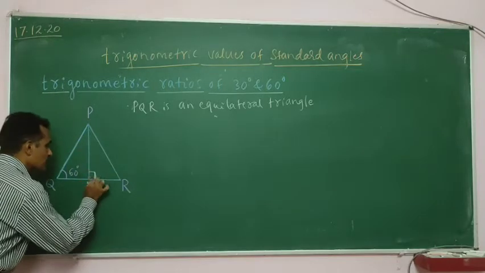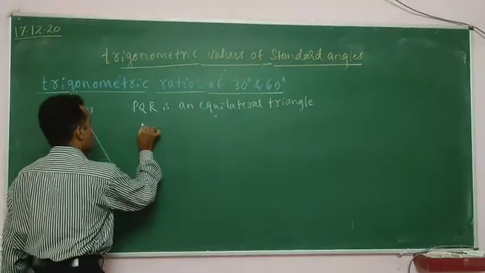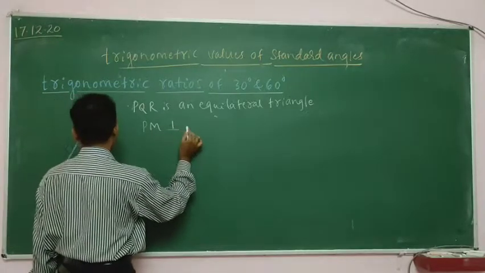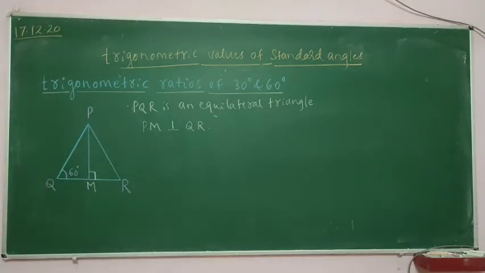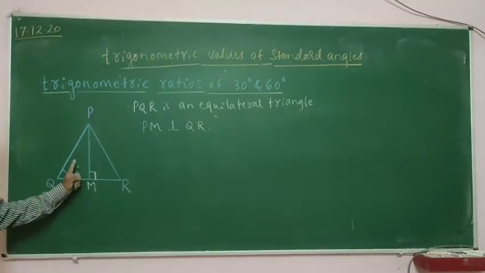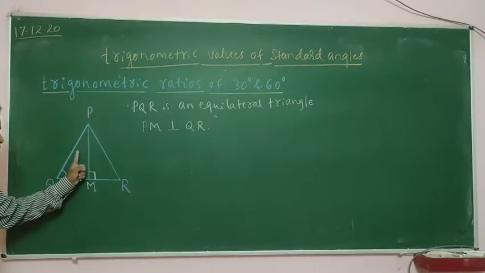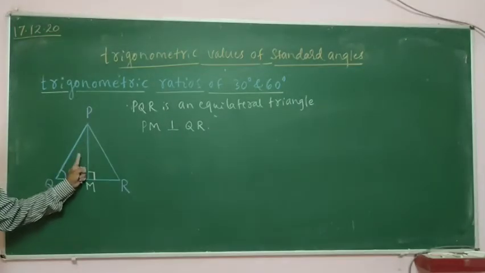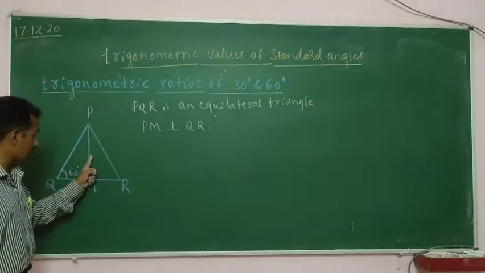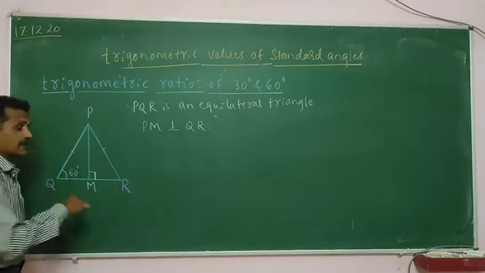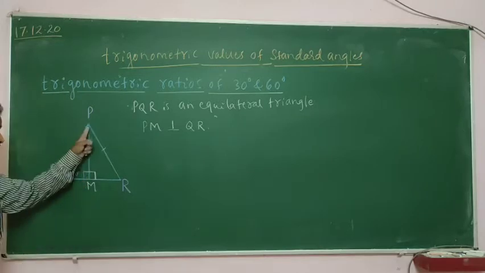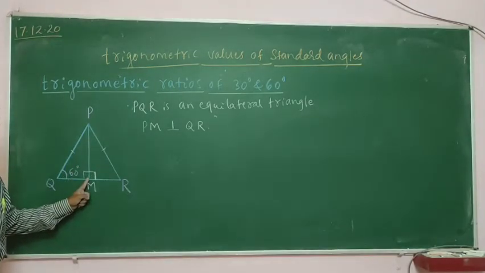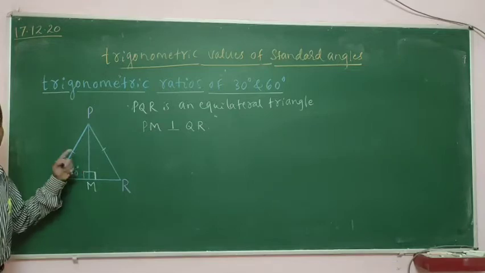This is the perpendicular. PM is perpendicular to QR. Now, my children, can we say these two triangles are congruent? Yes, these two triangles are congruent. Why are they congruent? See, these two sides are equal, these two angles are equal, and this is the common side. The triangles are congruent based on the RHS congruence rule.